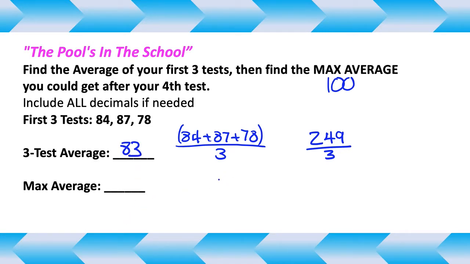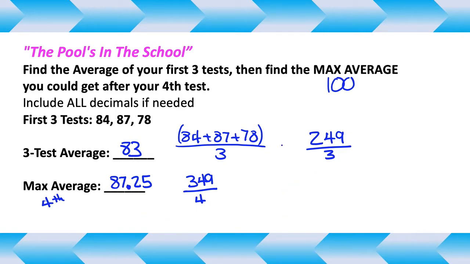Okay, cool. Now what would be your max average after your fourth test? Well, if you scored 100 points, that means you would now be at 349 points, and you've taken now 4 tests. So if you do 349 divided by 4, your max average would be, it says include all decimals if needed. Oh yeah, we're going to need them. 87.25. There we go.